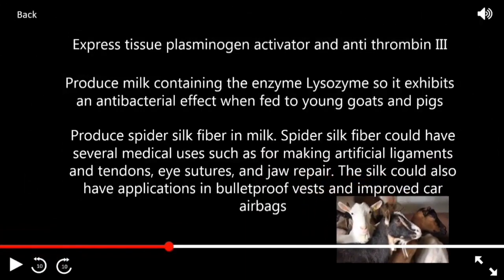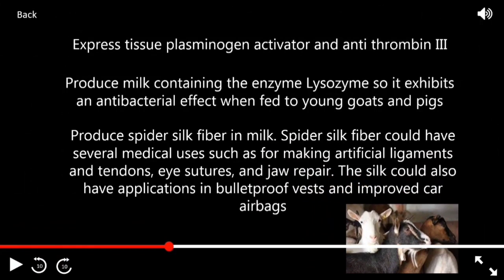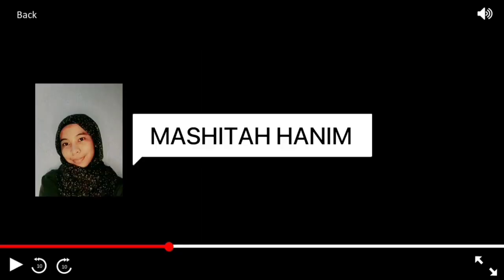At the end, we have goat. The transgenic goat can express tissue plasminogen activator and antithrombin III. A goat isn't a goat if you don't talk about its milk. It will produce milk containing the enzyme lysozyme and spider silk fiber.